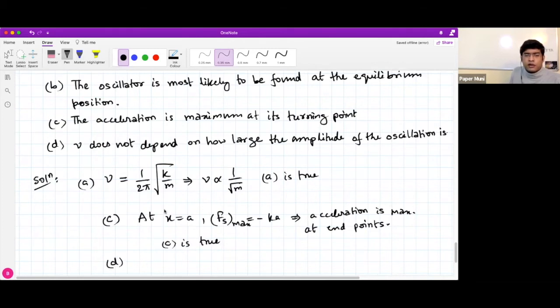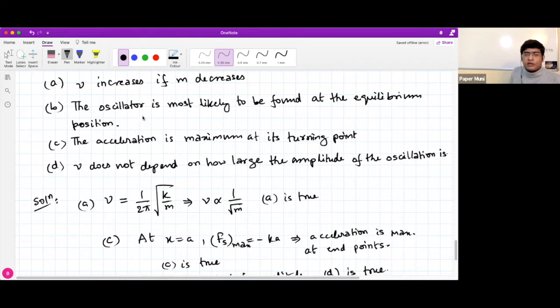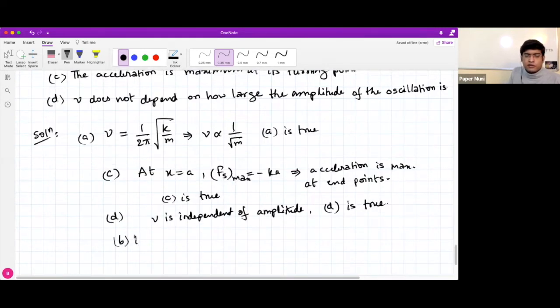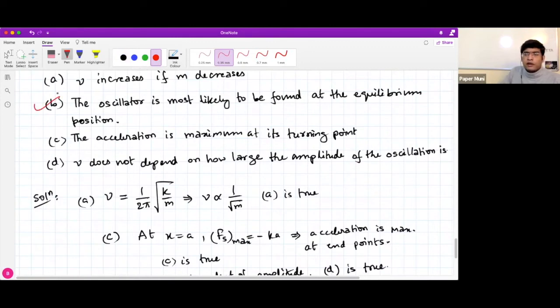Now D option, nu does not depend on how large the amplitude is. So this is already known. The nu is independent of A from the formula itself. You can see nu is independent of A, the amplitude. Right. So this means that D is also true. All right. Now the last one is the B option we just discussed. The oscillator is most likely to be found at the equilibrium position. No. Okay. So this is not true. All right. So the correct option according to the question is B, false here. Just as we have discussed.